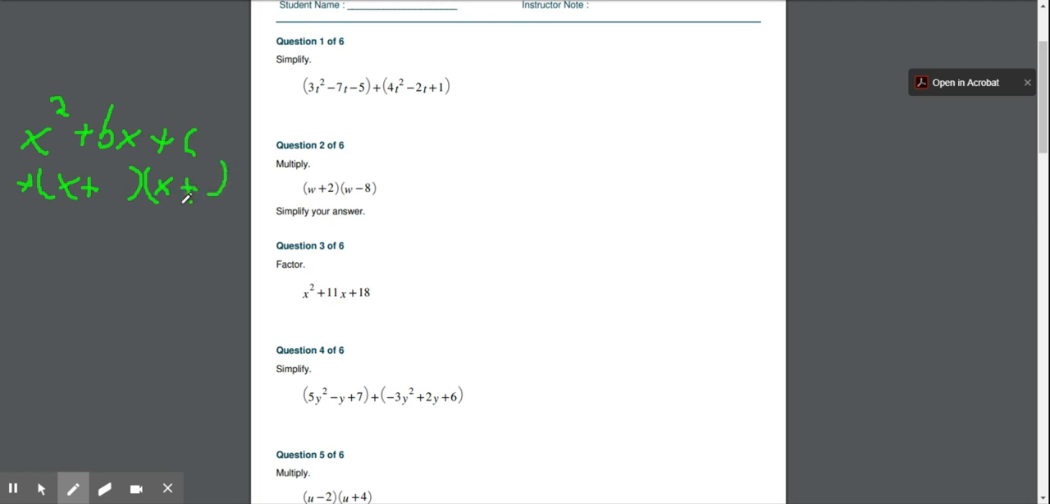Or you can have x squared minus and then plus, which factors as both being negative, x minus and x minus. And of course, there's some number here that we're trying to find out.